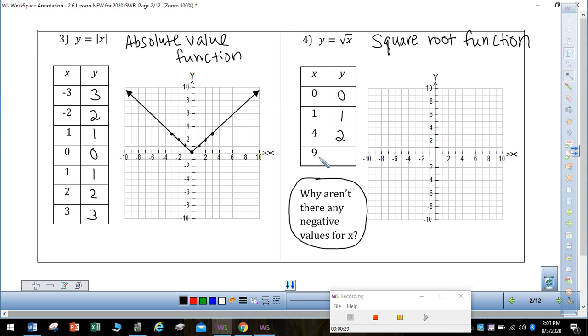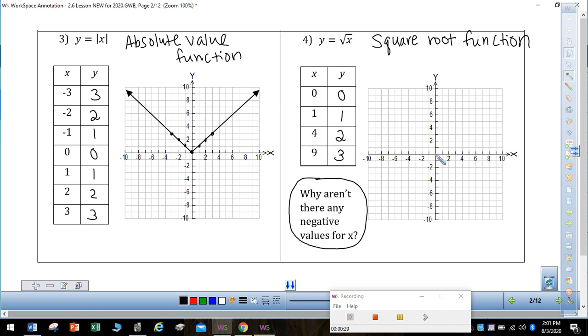And then I jumped up to 9. The square root of 9 is 3 because 3 squared is 9. I didn't put x equals 2 or x equals 3 because we would have to do the square root of 2 or the square root of 3, which we could get a decimal approximation for those values, but it just doesn't work out to be a nice perfect whole number.